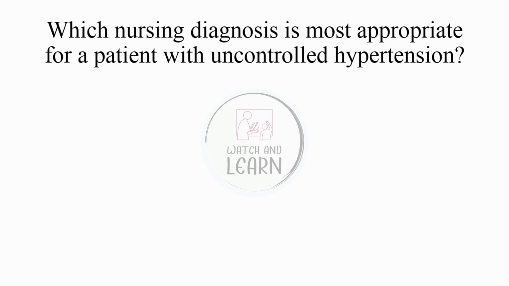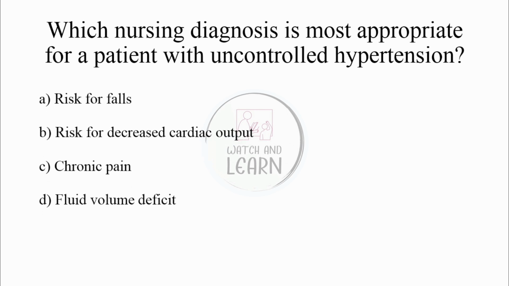Which nursing diagnosis is most appropriate for a patient with uncontrolled hypertension? Options are option A, risk for falls, option B, risk for decreased cardiac output, option C, chronic pain, option D, fluid volume deficit. The right answer is answer B, risk for decreased cardiac output.